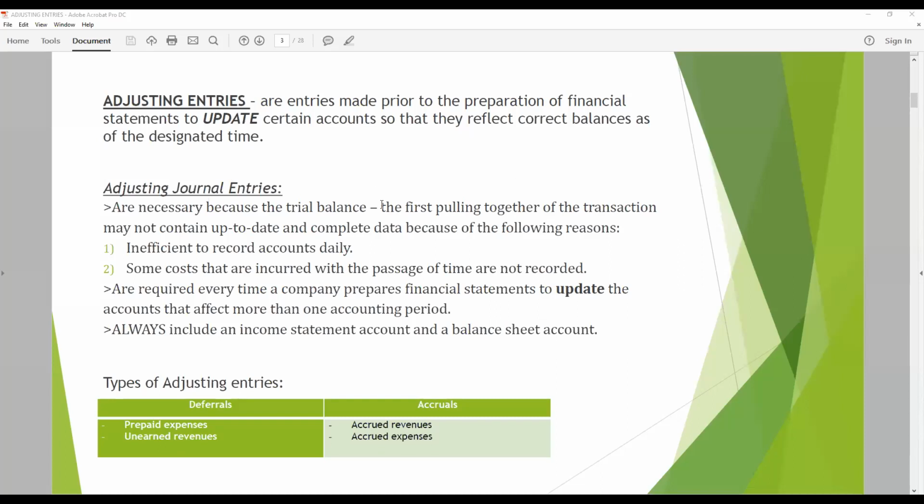Ayan. So, bakit tayo nag-a-adjust? To update the accounts as of our year-end or period end.